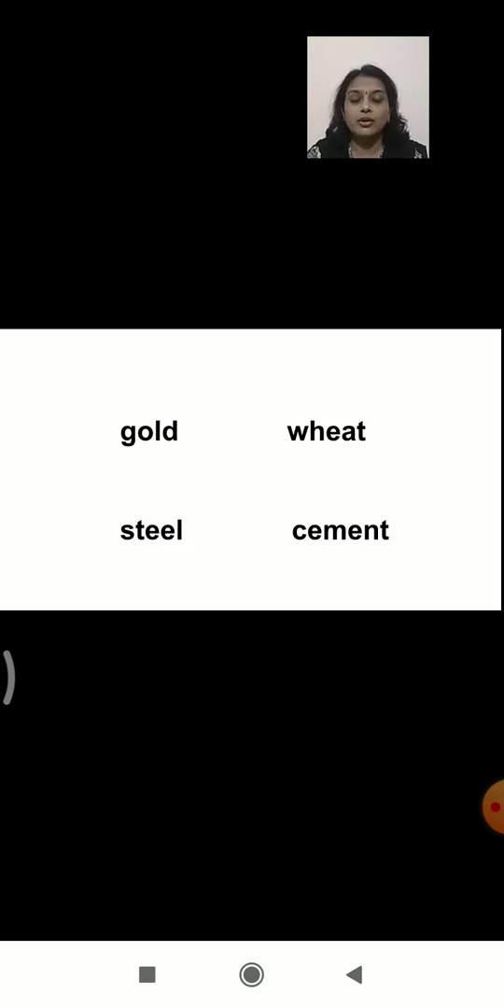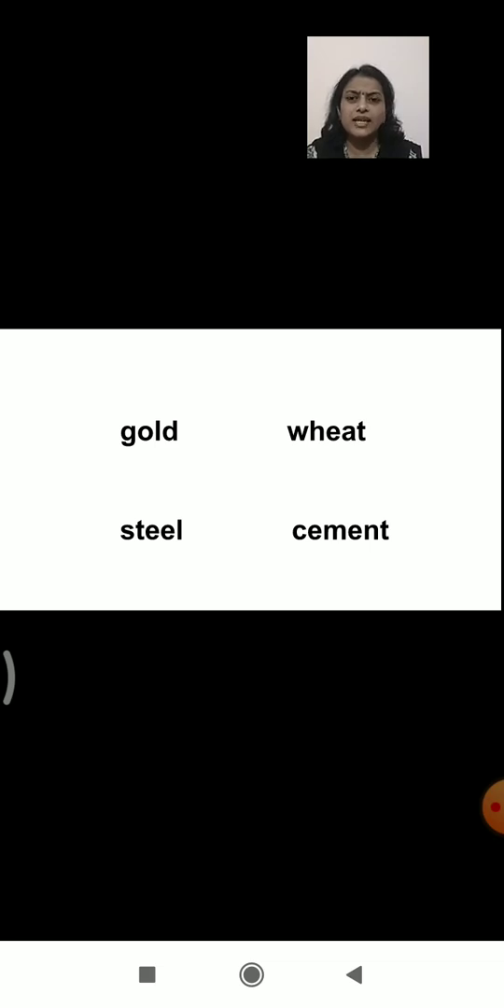The first word goes as gold, wheat, steel, cement. So just read again. Gold, wheat, steel, cement. Now these four words, can you see them?